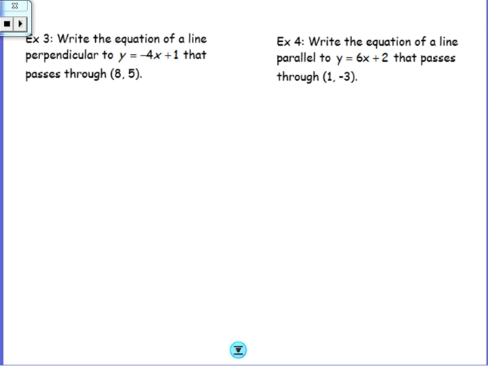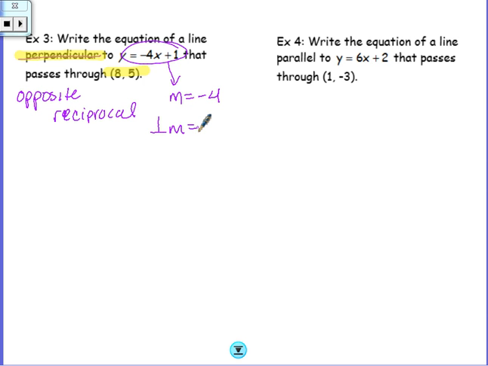So, problem 3 says write the equation of a line that is perpendicular, in a highlighter, perpendicular to y equals negative 4x plus 1 that passes through the point 8, 5. So, if it's perpendicular, we know the slope has to be opposite reciprocal. And in our given equation, the slope is negative 4. So that means our perpendicular slope, if it's negative, it's now positive. If it was 4 over 1, it is now 1 over 4.